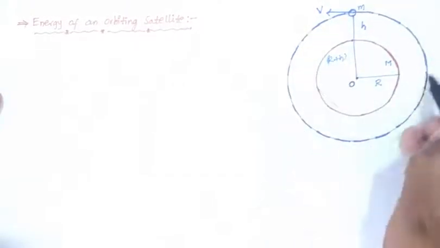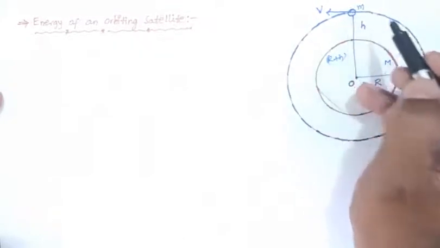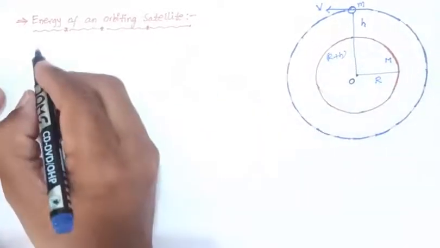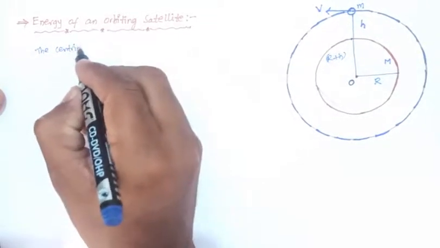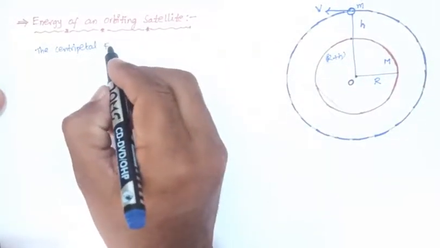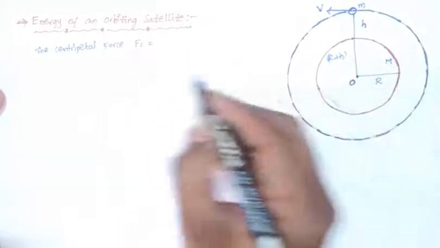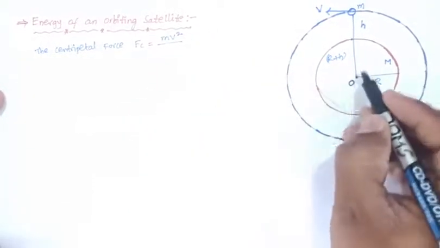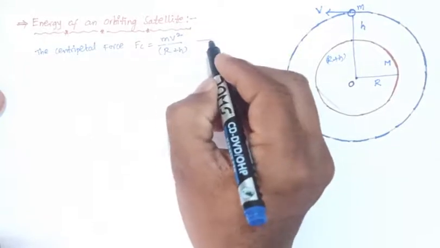It can revolve continuously, so it has a centripetal force. The centripetal force Fc equals mv square by, what is the distance from the center? That is R plus h. So this is equation number 1.